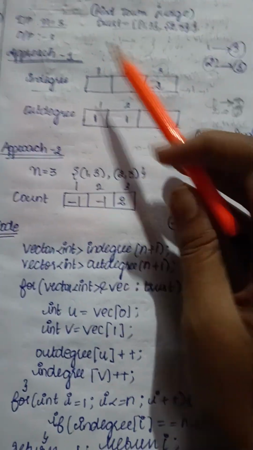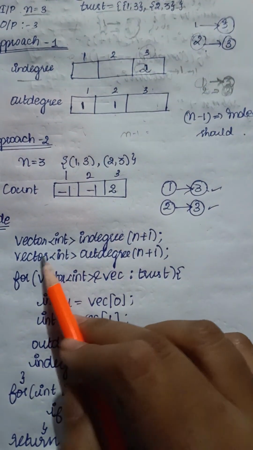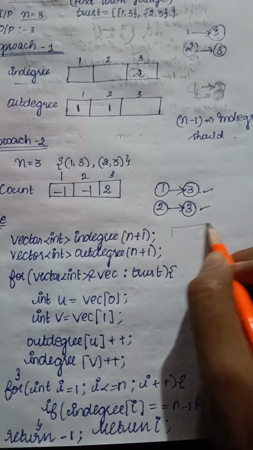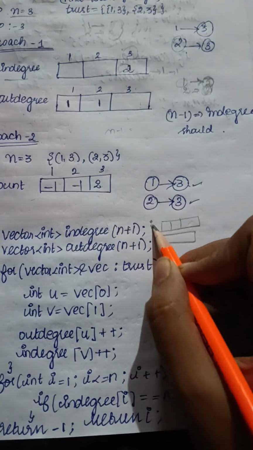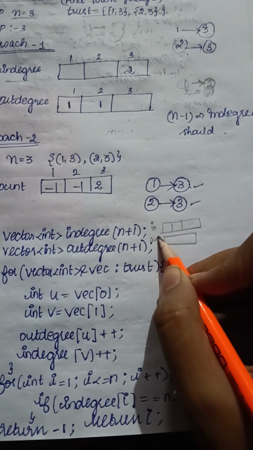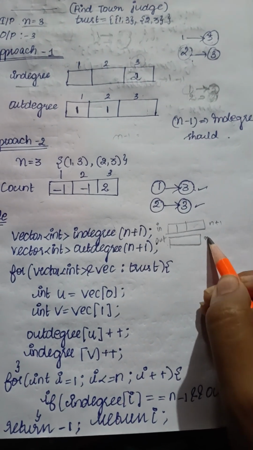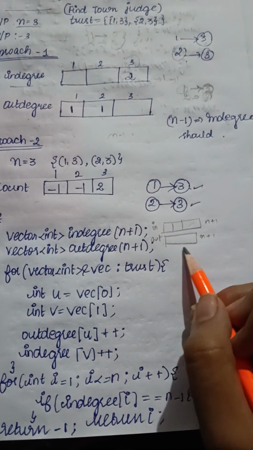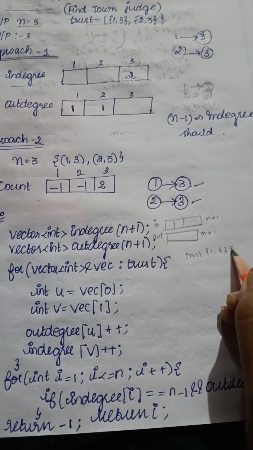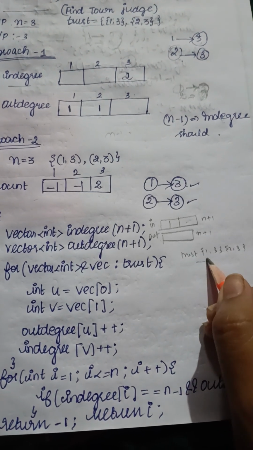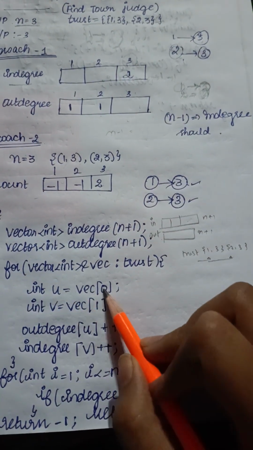First, in approach 1, we will see the code. I'm creating vector int in-degree and vector int out-degree arrays, both of size n plus 1. Now I'm iterating over the trust array, 1 comma 3, 2 comma 3. Now int u is equal to vector 0.